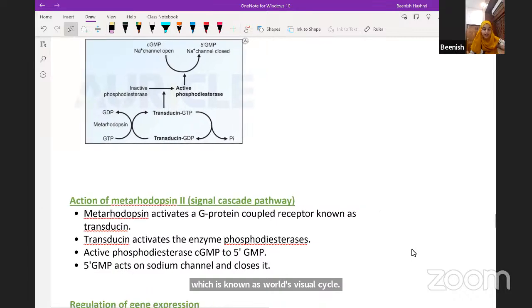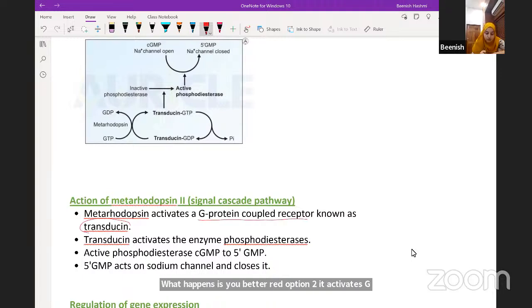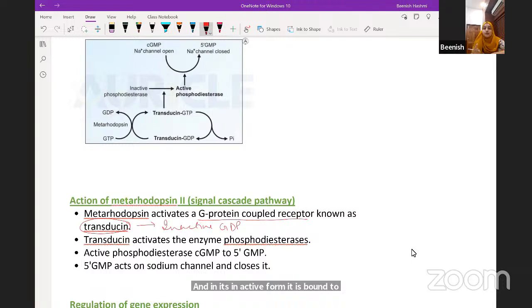Now let's have a look at the action of your metarhodopsin 2, that is, the signal cascade pathway that it is igniting. Your metarhodopsin 2 activates a G protein coupled receptor known as transducin. This transducin is inactive, and in its inactive form, it is bound to GDP. But metarhodopsin is going to activate this transducin, and in its active form, it is GTP bound. Now this transducin activates an enzyme known as phosphodiesterase.